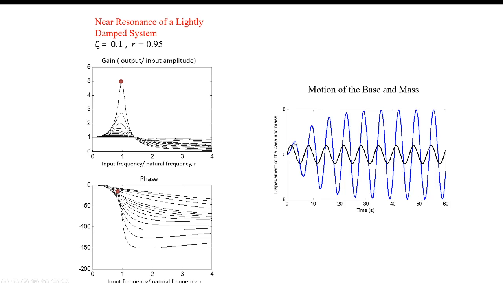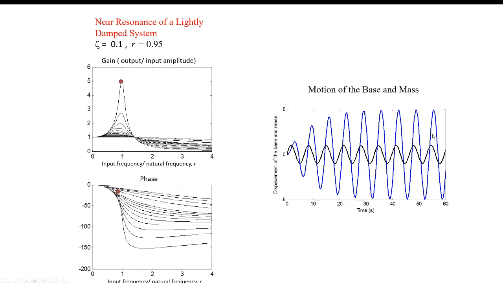Then what will happen to the mass? Look, the motion is going to start growing and growing, and eventually you're going to reach the steady state. And when you look at the steady state amplitude, it's about 5 times the input.